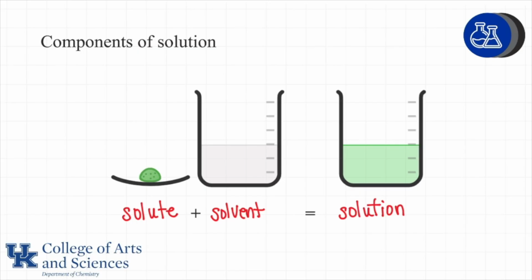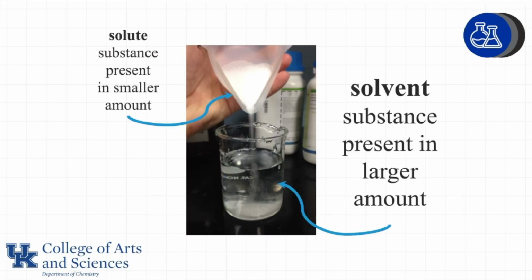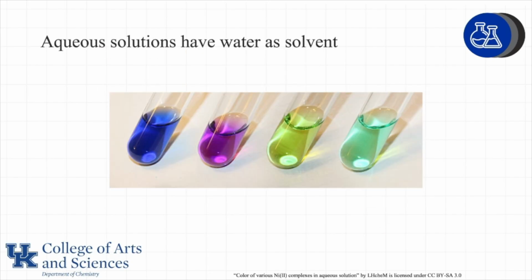It's important to distinguish between these terms because when we're looking at units of concentration, we have to know which substance is which. The solute is the substance present in the smaller amount, and the solvent is the substance present in the larger amount. For example, if we put salt in water, salt would be our solute, and water would be our solvent. When we have water as the solvent, we call that an aqueous solution. Most of the solutions we will deal with in this course will be aqueous solutions.